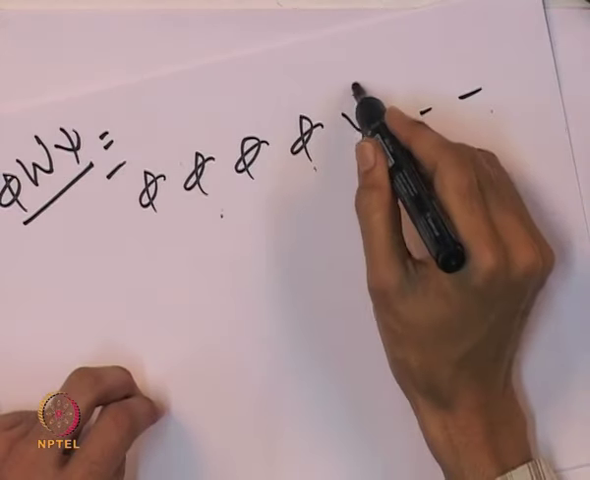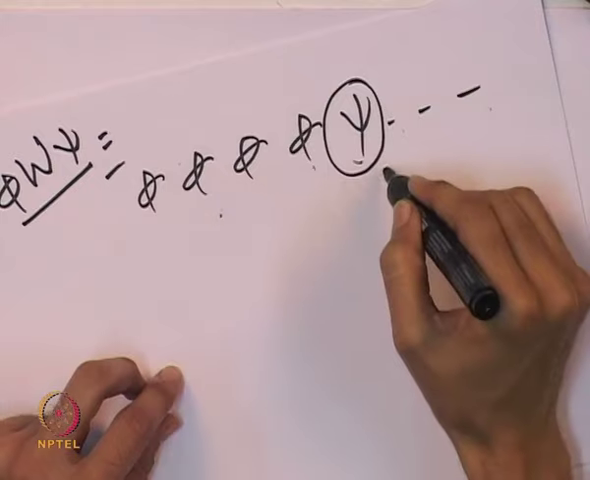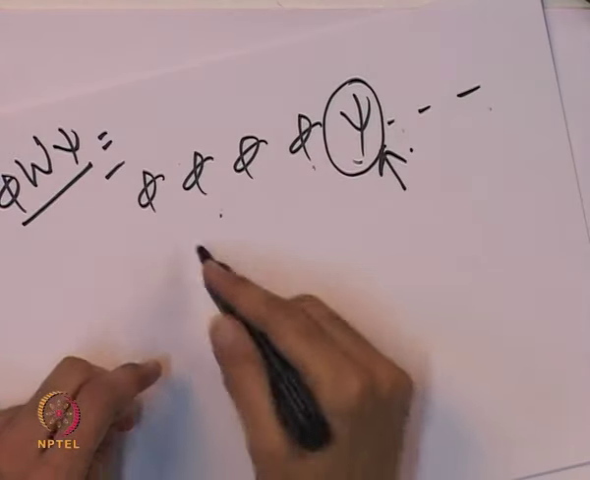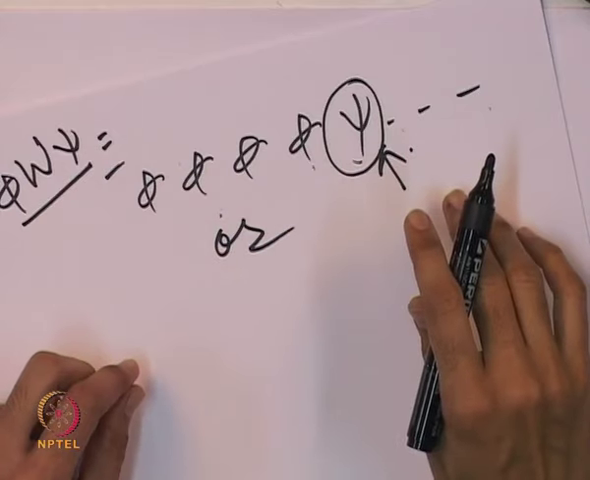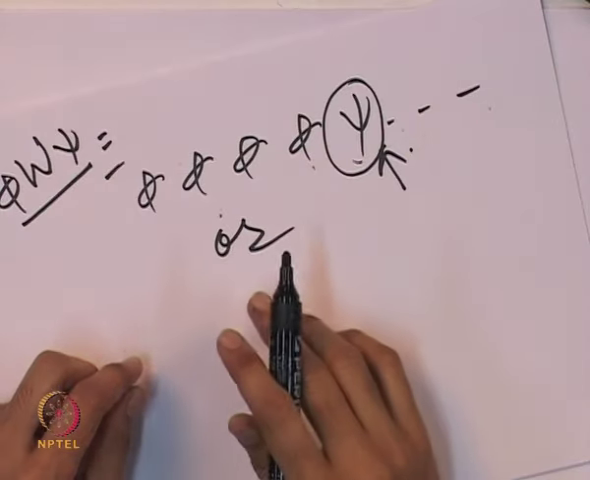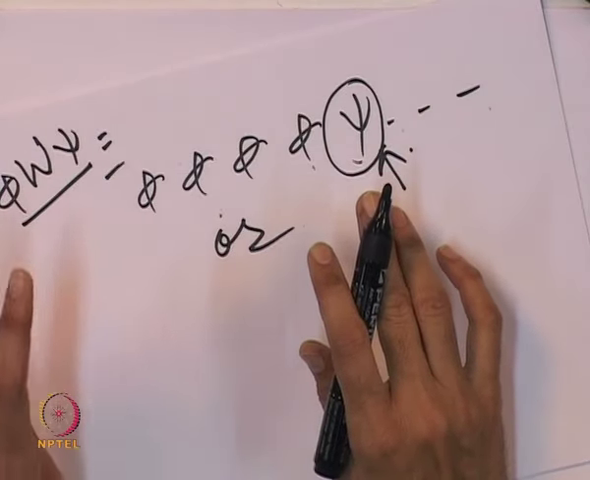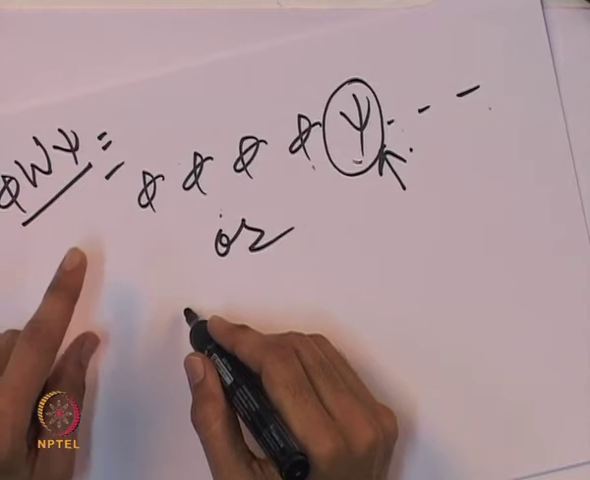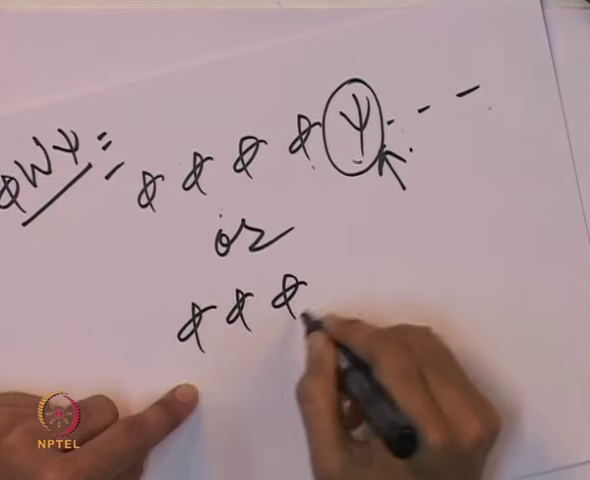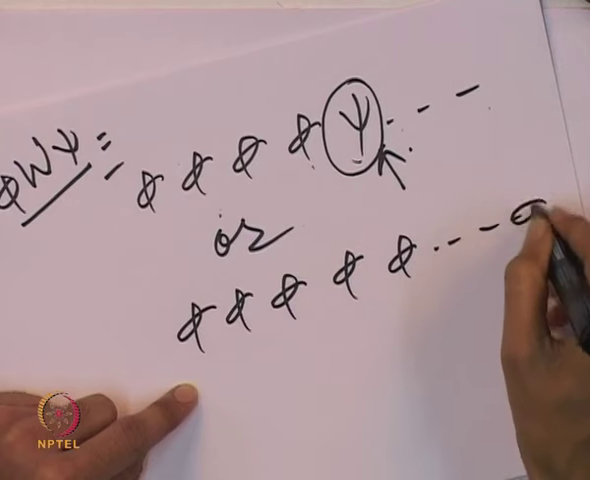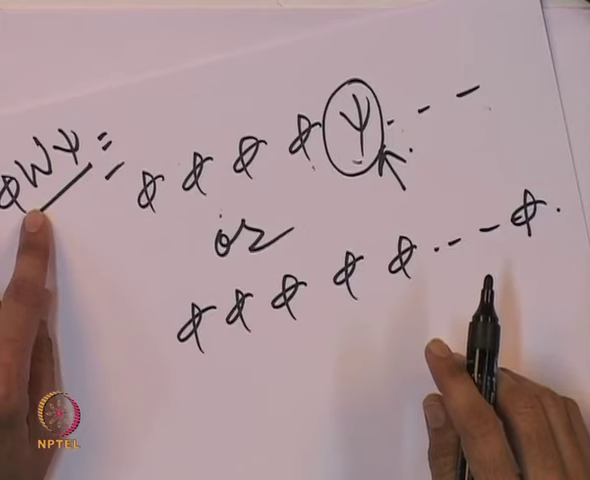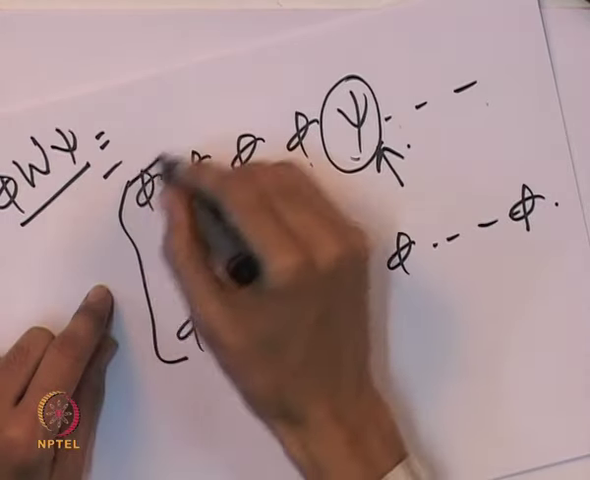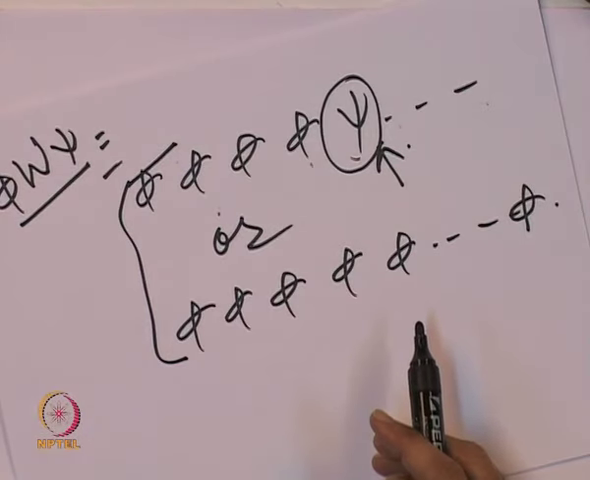Or if psi should hold good, or if phi always holds good and psi never occurs, in that case also phi holds good. This is phi weak until psi. So that means phi, phi, phi, infinitely long phi, this is also a valid formula for phi weak until psi. Now you can say that phi weak until psi is a superset of phi until psi.